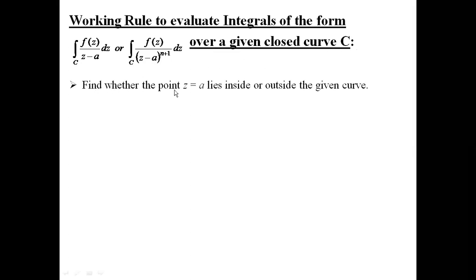First, we are going to find whether the point z is equal to a. We can notice the point z equal to a from the denominator expression. So whether the point z equal to a lies inside or outside the given curve. First we need to determine that, and how to recognize it is discussed a little while later.